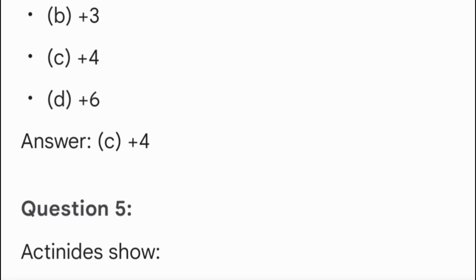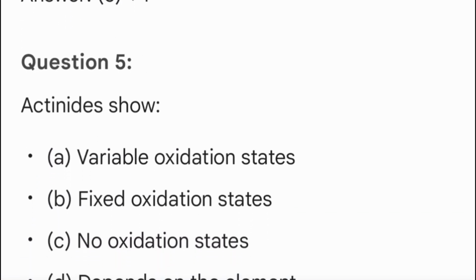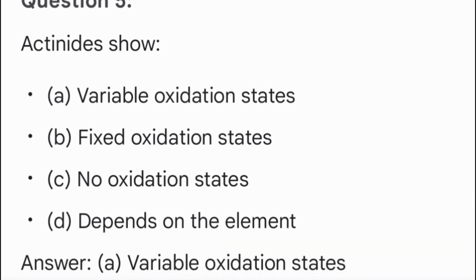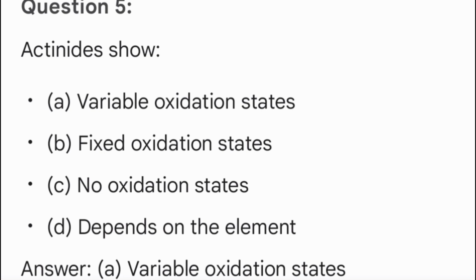Question 5. Actinides show A. Variable oxidation states, B. Fixed oxidation states, C. No oxidation states, D. Depends on the element. Answer A. Variable oxidation states.